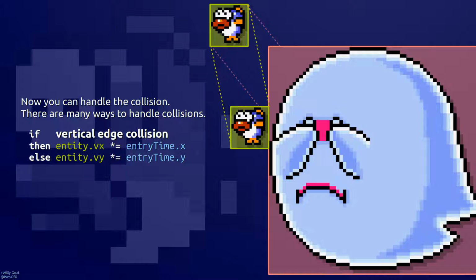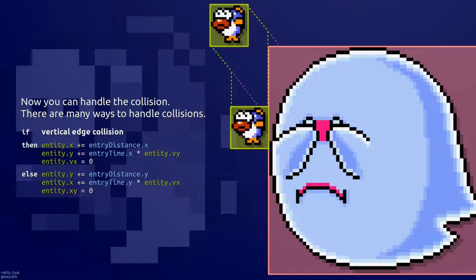One way to handle collisions would be to multiply the appropriate velocity vector by the appropriate entry time. Or you can move the entity to the point of collision, and then readjust its velocity.